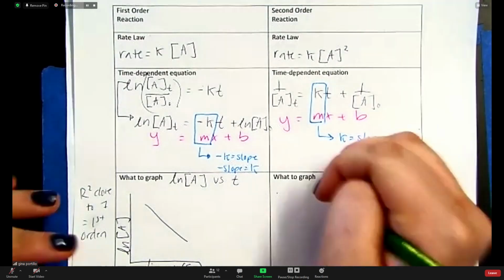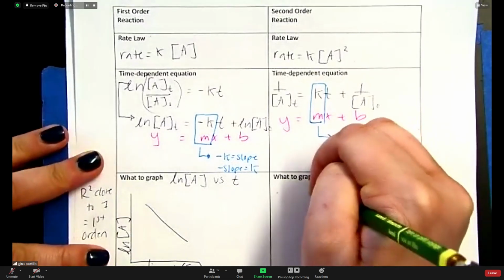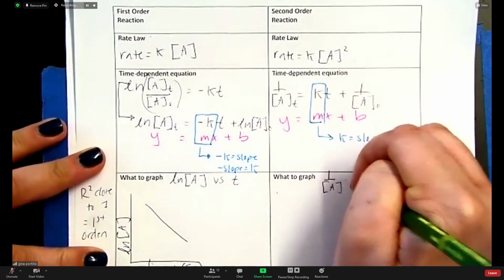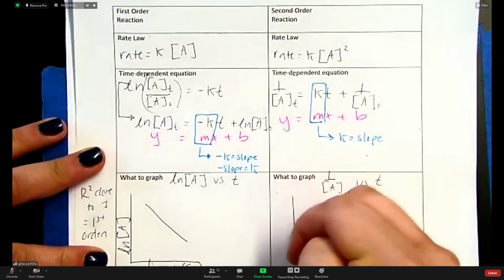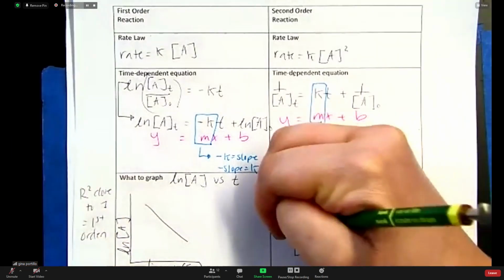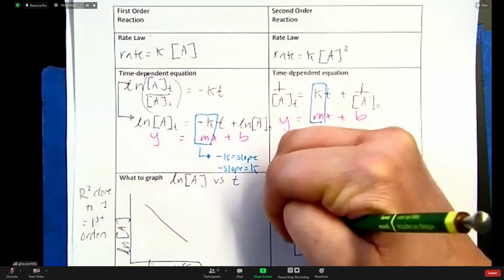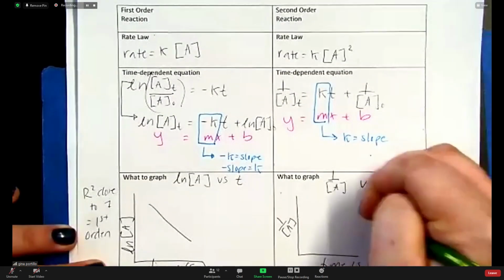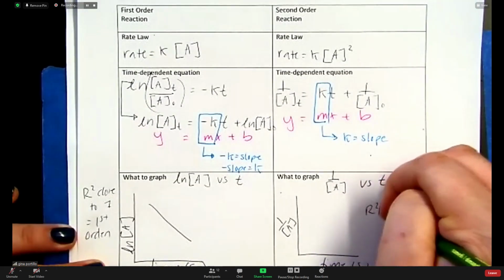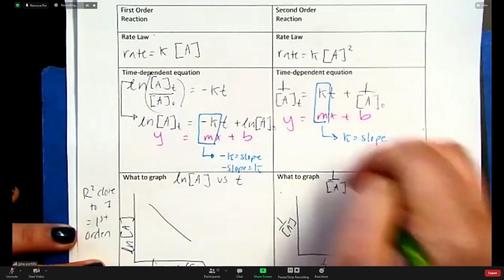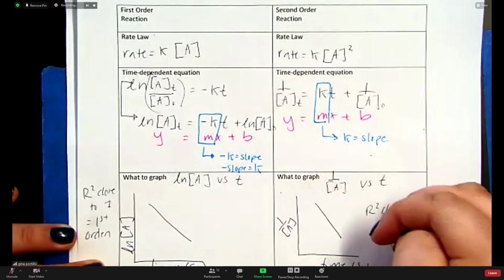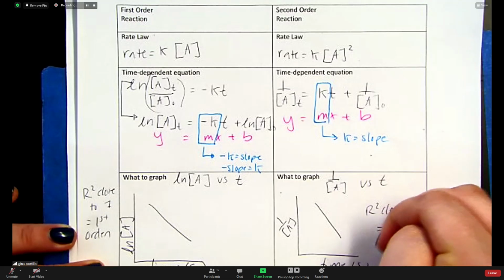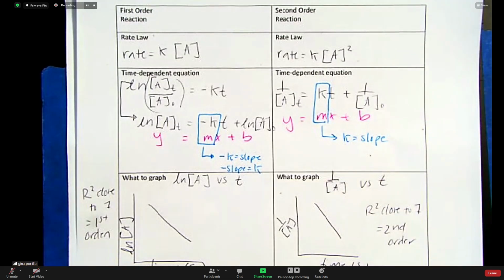And then what we graph to see if it's second order will be 1 over your concentration versus time. 1 over concentration, time, and again, R squared, if it's close to 1 when you graph this, that means it's second order.